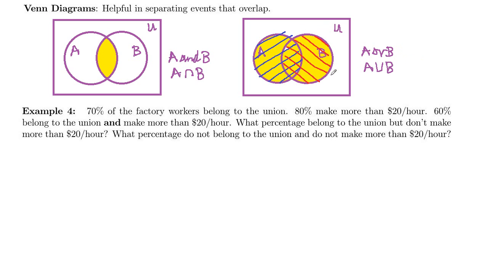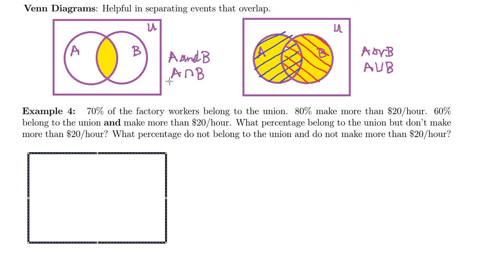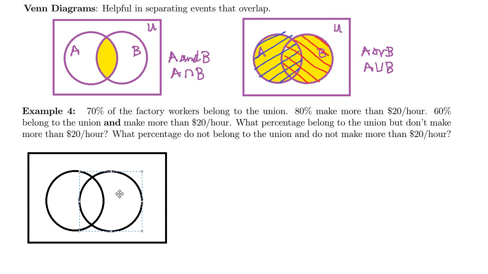So with that in mind, if we know some of the pieces, we can sometimes use a Venn diagram to help us find all of the pieces. And in fact, that's what we'll do here in example 4. So get our Venn diagram going here. And we are given here that 70% of factory workers belong to a union. And then 80% of the factory workers make more than $20 an hour. And 60% belong to a union and make more than 20.